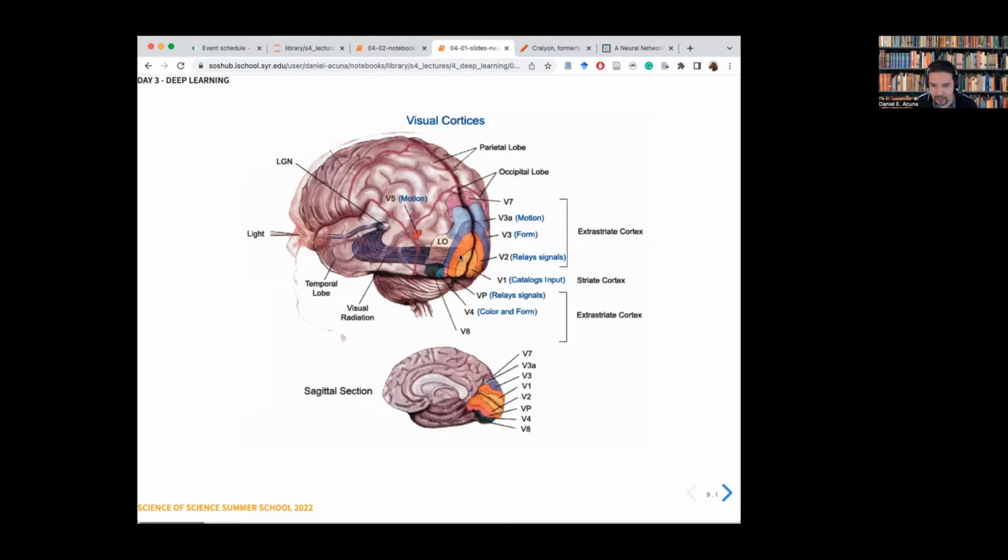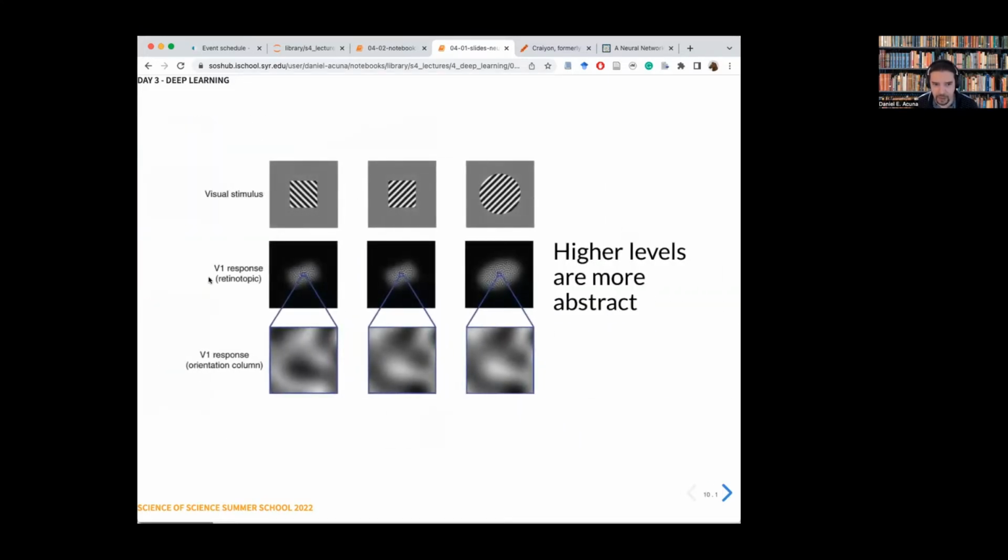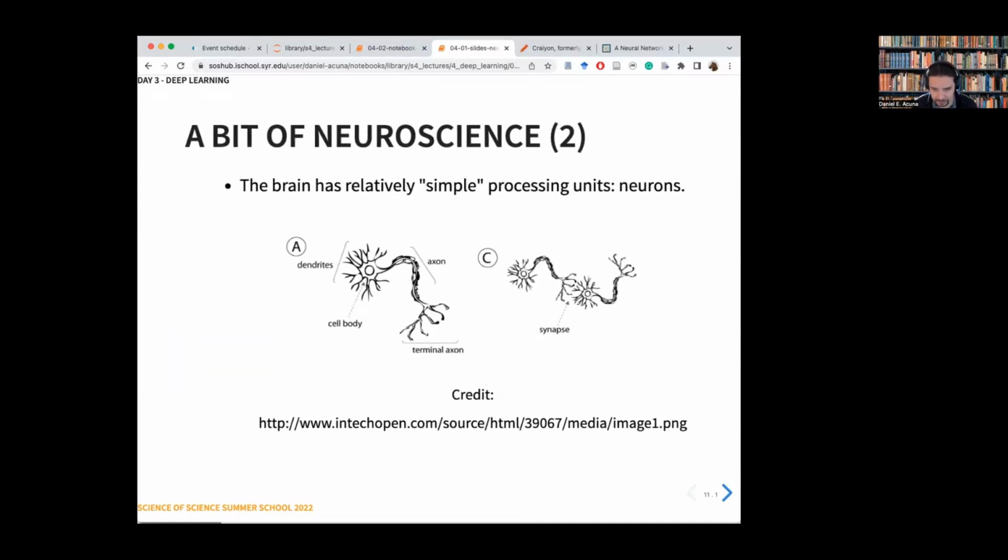What's interesting is that the areas that receive information at the beginning, like V1, the first area in your brain, have very simple responses. They respond to some angles and to some small changes in color, but not, let's say, to faces. If you see someone who is familiar, the brain activity is going to be in a different area of your brain.